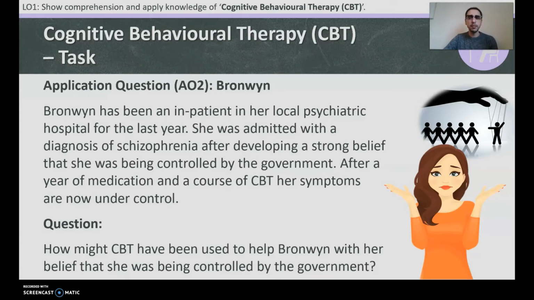Feelings of being controlled by the government. What's that an example of? We learned about it in a previous lesson. Not taking responsibility for your own actions and your own thoughts is an example of meta-representation. Okay. How might CBT have been used to help Bronwyn with her belief that she was being controlled? Pause the video, write down your answer. Talk about Bronwyn, talk specifically about her symptoms, quote her symptoms in your answer. Give that a go, 5 minutes, off you go.